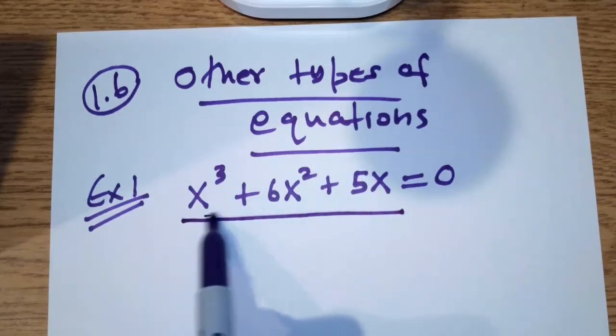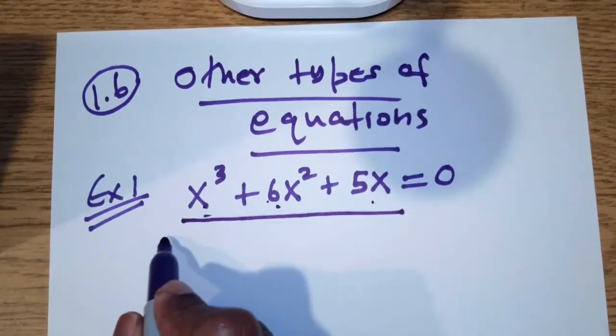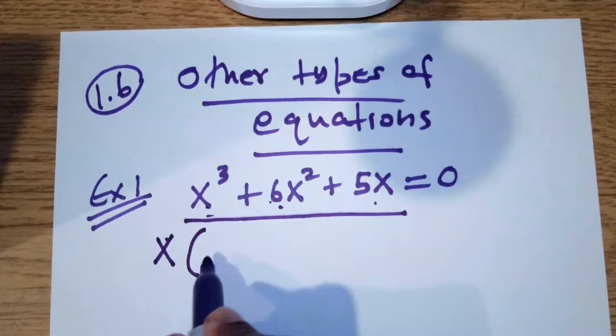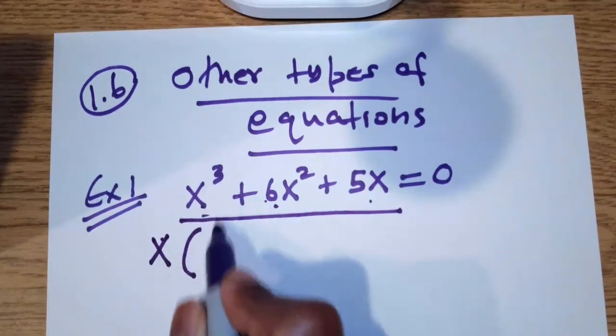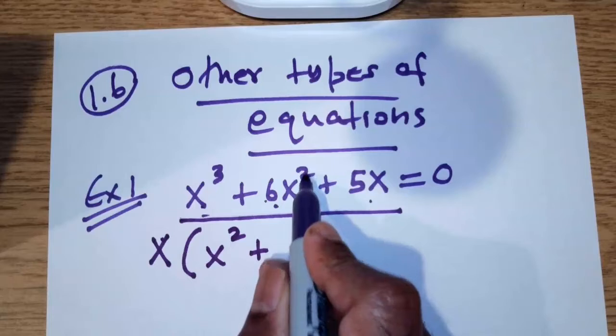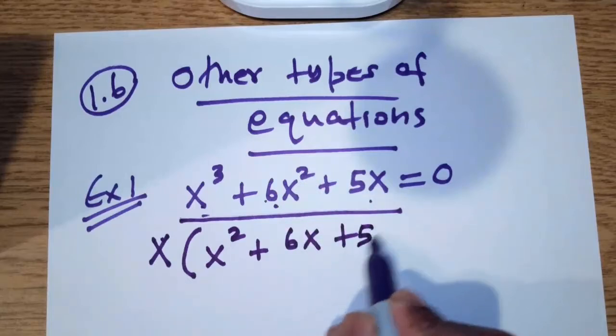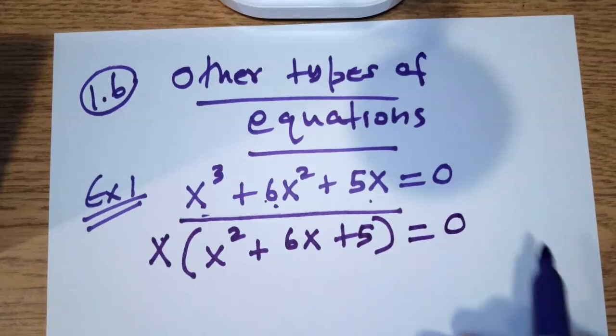So what you do is you always look for a highest common factor. You can see that x is a common factor of this equation. So you factor x out. When you factor x out from x cubed, you get x squared. Plus, when you factor x out from this, you get 6x. When you factor x out from this, you get 5, equals 0.